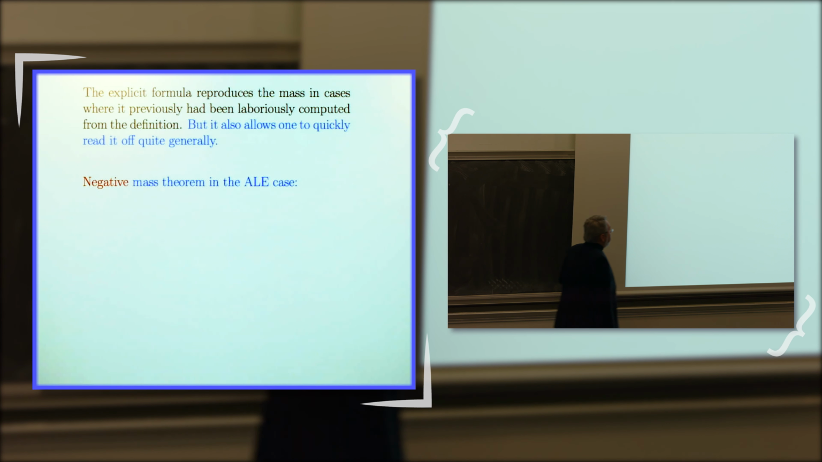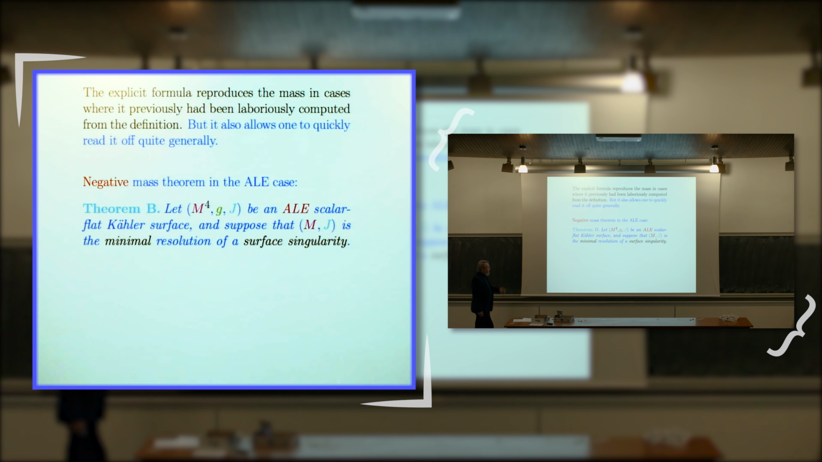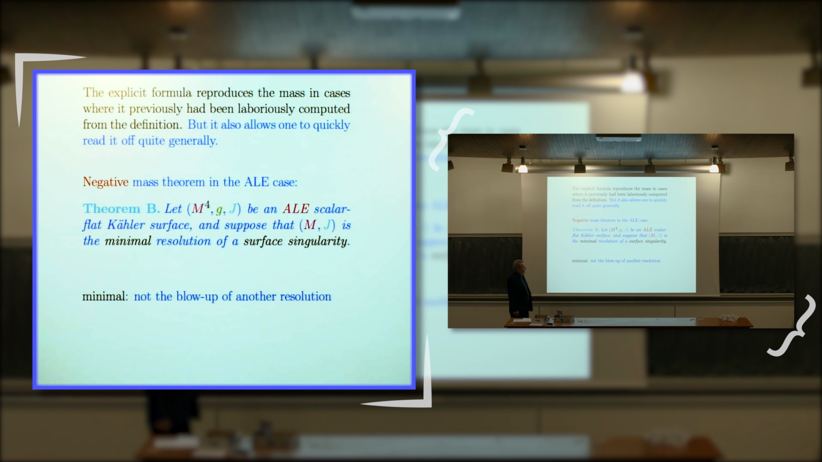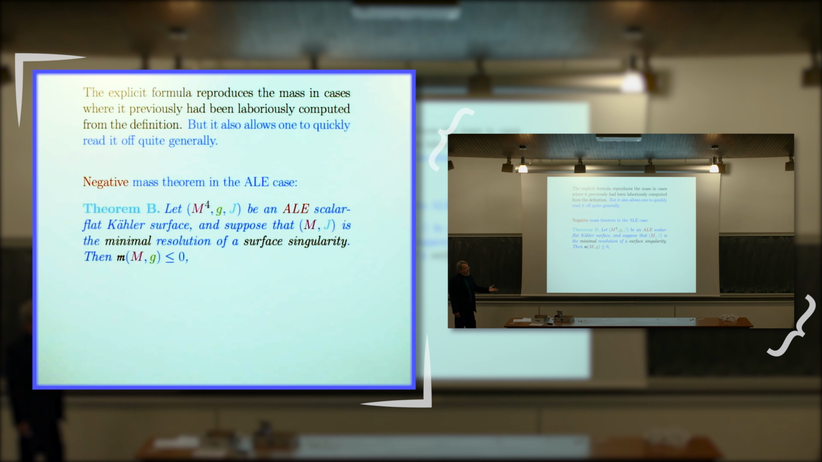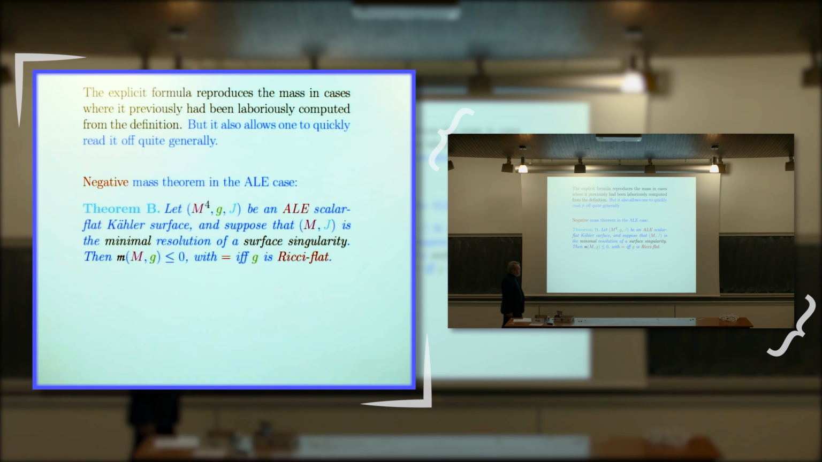And so it's almost no work now to see, for example, that my counterexamples with negative mass were counterexamples. And in fact, we immediately got the following nice corollary. If you have an ALE scalar flat Kähler surface, that's where it's complex dimension 2, and if it is obtained as a minimal resolution of a surface singularity, so it has no -1 curves, if you like, it's not the blow-up of another resolution, then its mass is never positive. And in fact, it's 0 only in the case when it's Ricci flat. So minimality is essential here. When you blow such things up, it turns out that the mass can change sign.